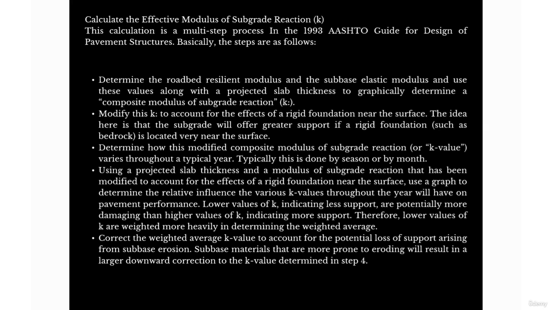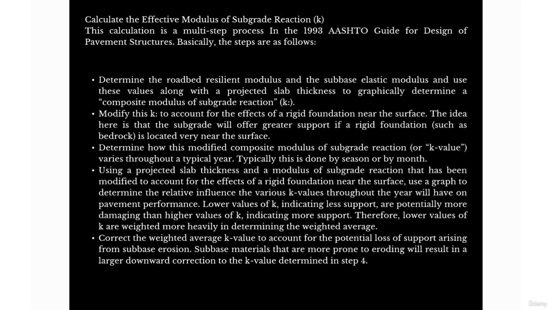Then you determine how this modified composite modulus of subgrade reaction K, or the K value, varies through the typical year. Typically this is done by season, so wet and dry. Then using the projected slab thickness and modulus of subgrade reaction that has been modified to account for the effects of rigid foundation near the surface, you use a graph to determine the relative influence the various K values throughout the year will have on the pavement performance, right? Lower values of K indicate less support and are potentially more damaging than higher values of K indicating more support. Therefore, the lower values of K are weighted more heavily in determining the weighted average.